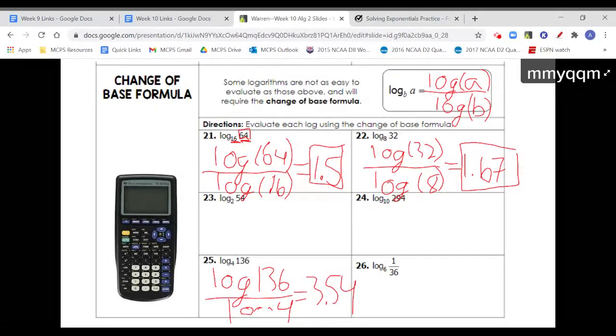And in this last one, remember in the calculator, a fraction is the same as just typing the division symbol. So I can type the log of 1 divided by 36, close my parentheses, divided by the log of 6. That will come out to -2.